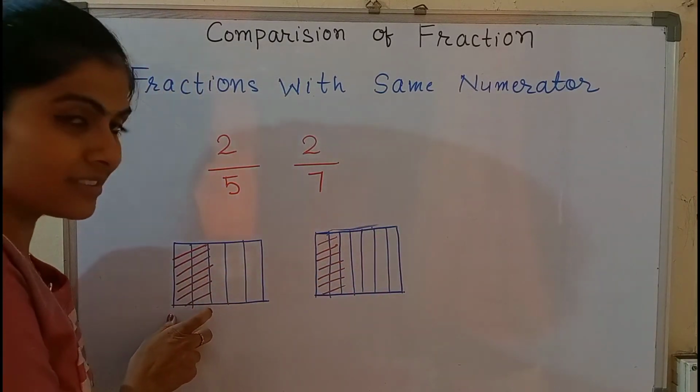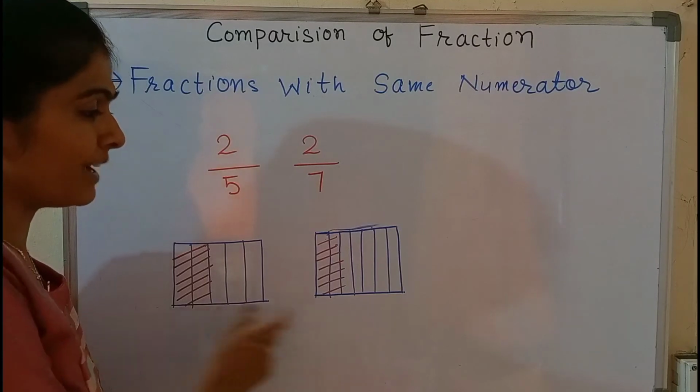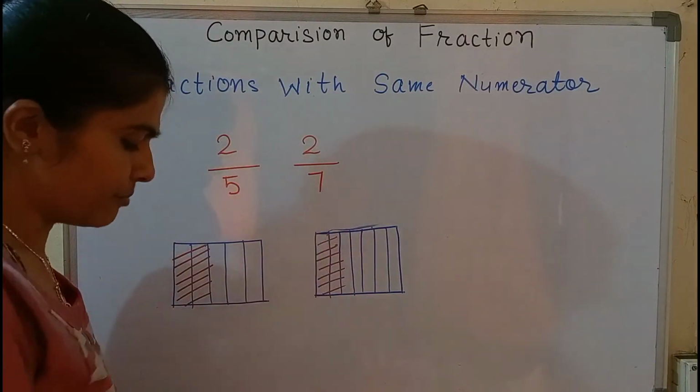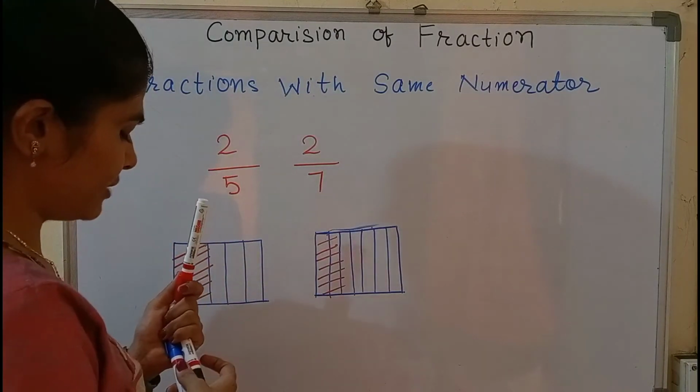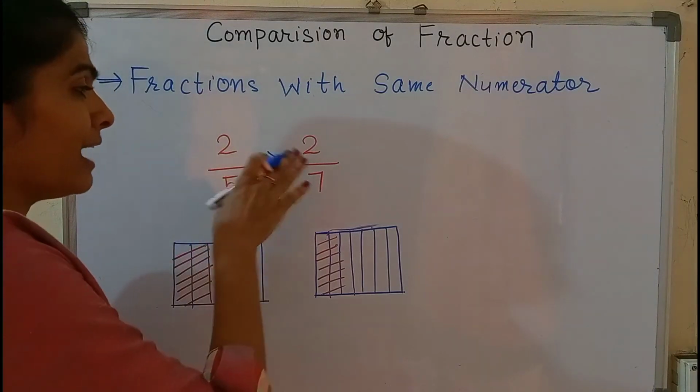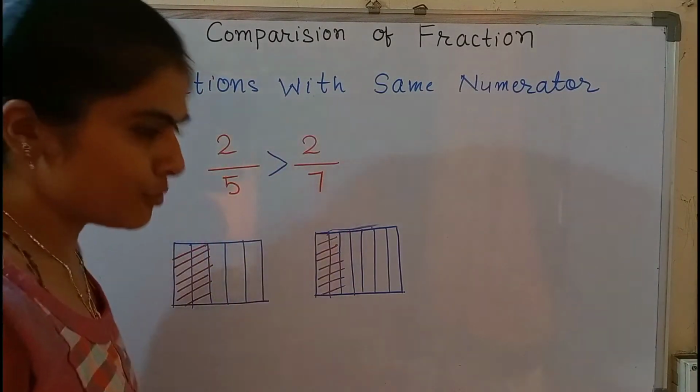In this case, the pieces are bigger, so even though they are 2, and in this case also they are 2, I will get more in this case as compared to this one. So I can say that 2/5 is greater than 2/7. So the greater the denominator, the lesser the value.